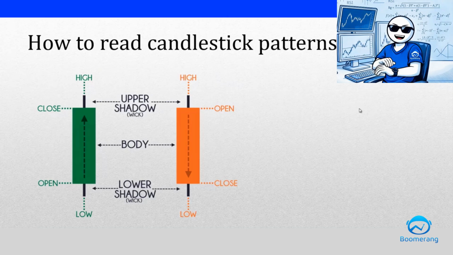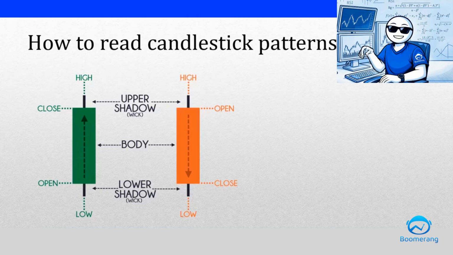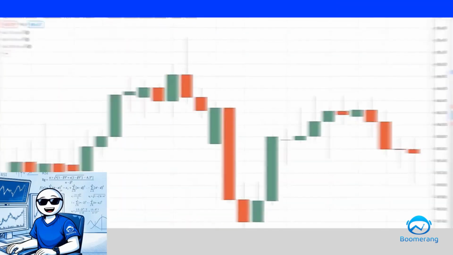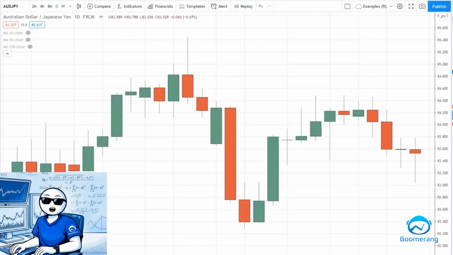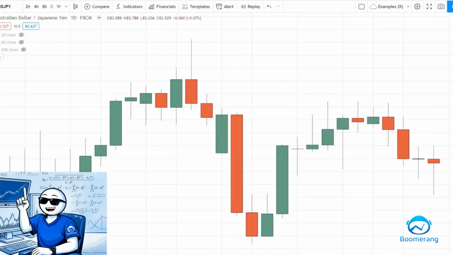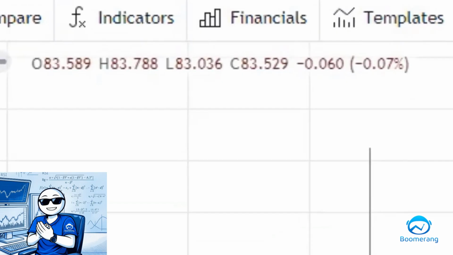Now moving on, let me share with you how it looks on a real chart and how you interpret it. I'm going to look at this currency pair. Let's look at the daily time frame. This is Aussie against the Japanese yen. I'm going to zoom in so we are on the same page. You can see over here, I need to pay attention to these numbers.